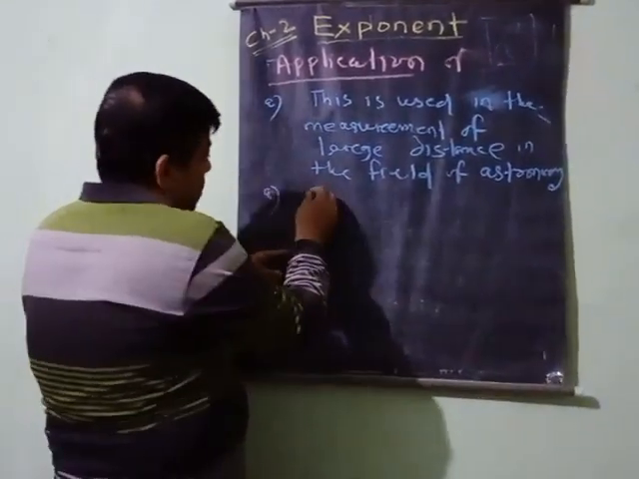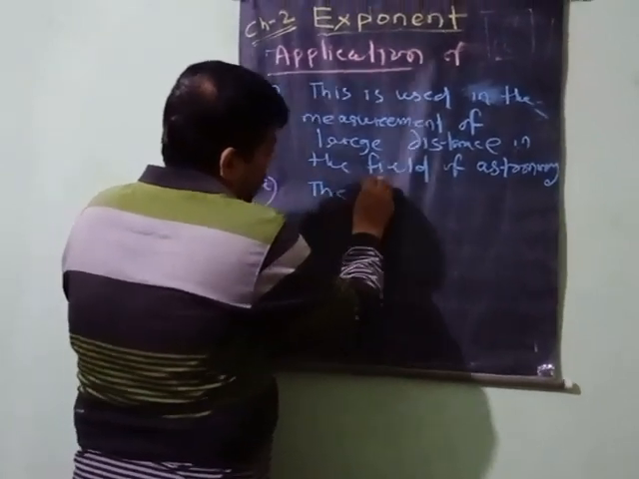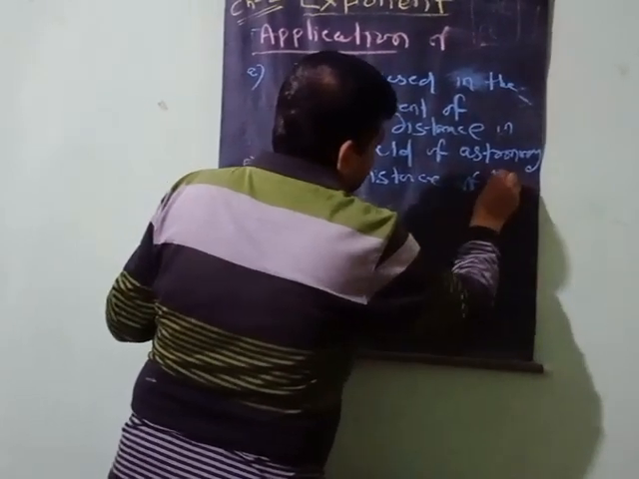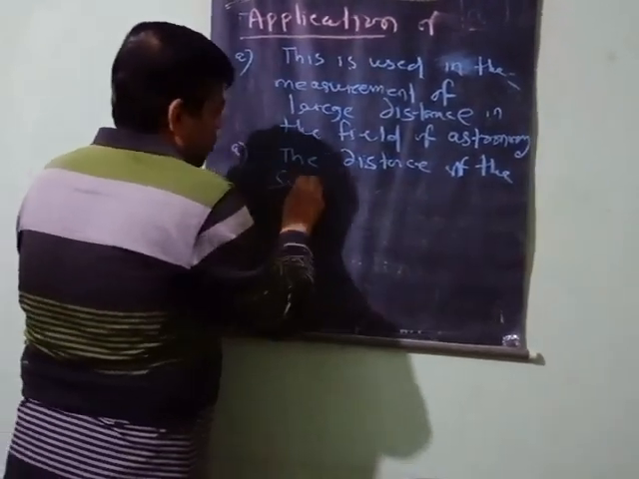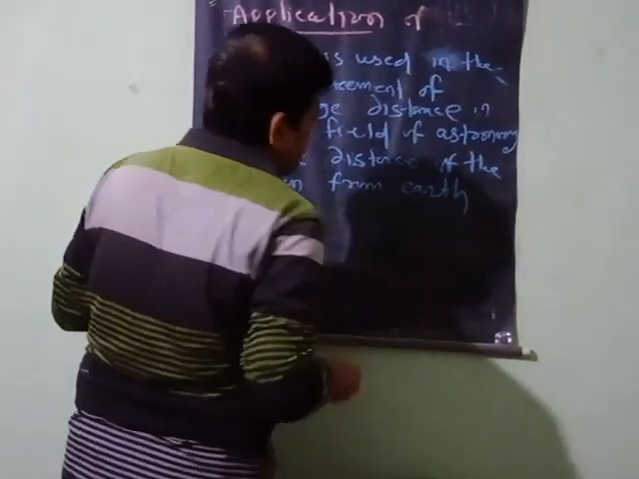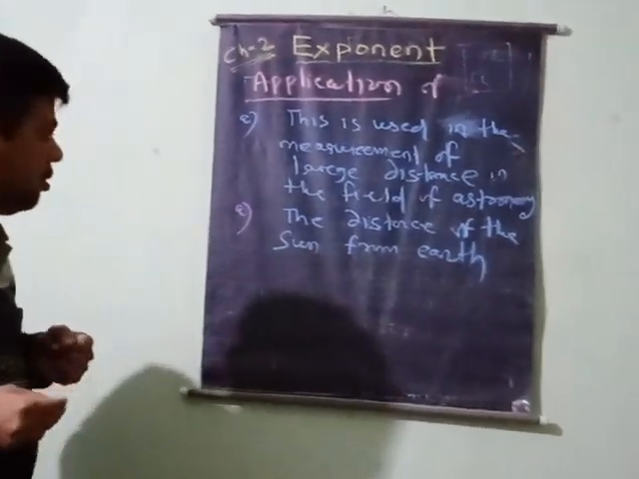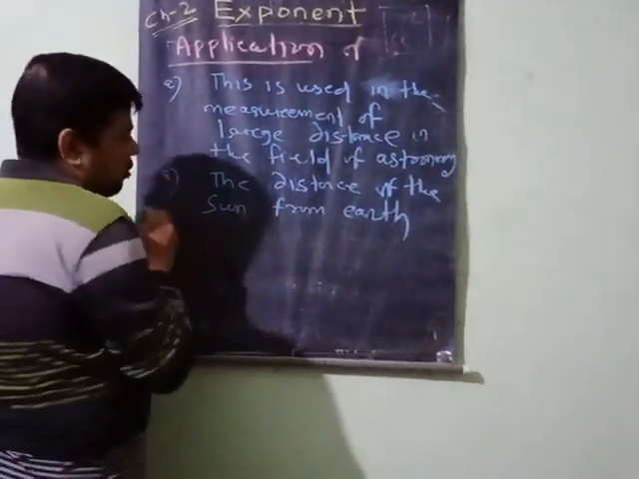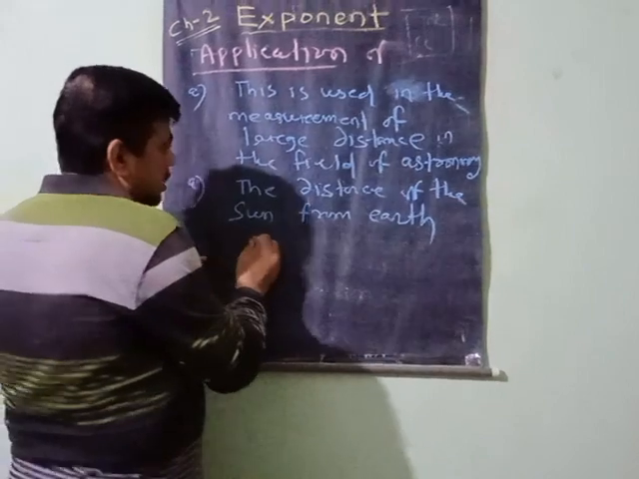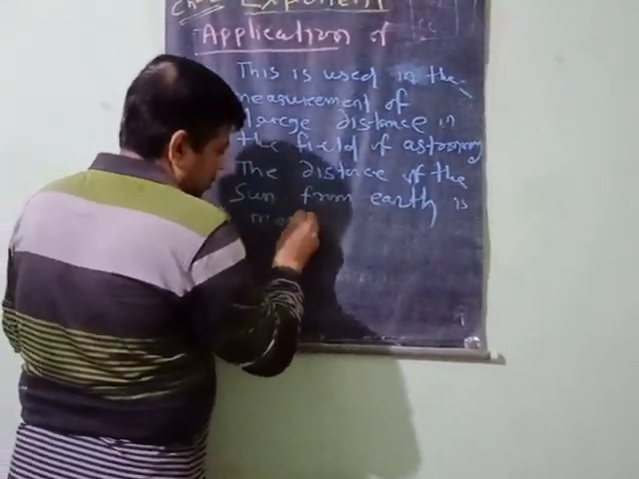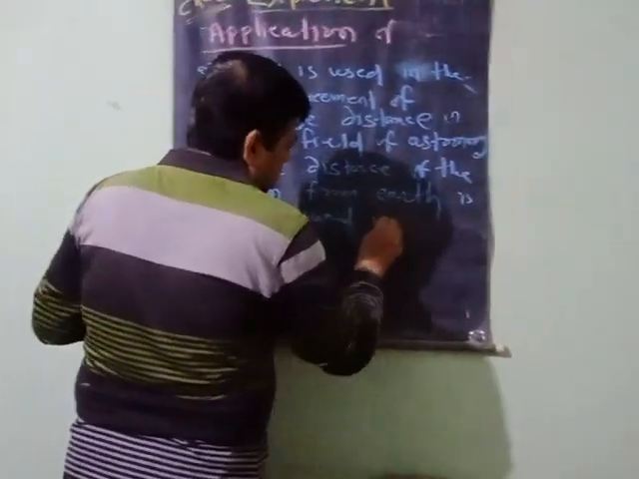For example, suppose the distance of the sun from the earth. This is also called the average distance of the sun from the earth, because the distance between the sun and earth is not equal at all times. So the distance of the sun from the earth is measured in astronomical units.